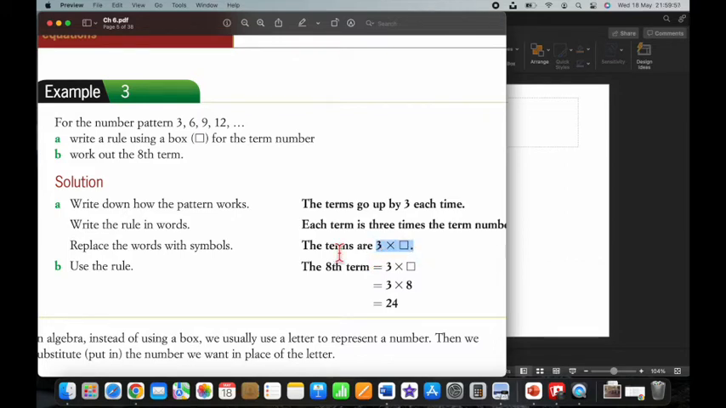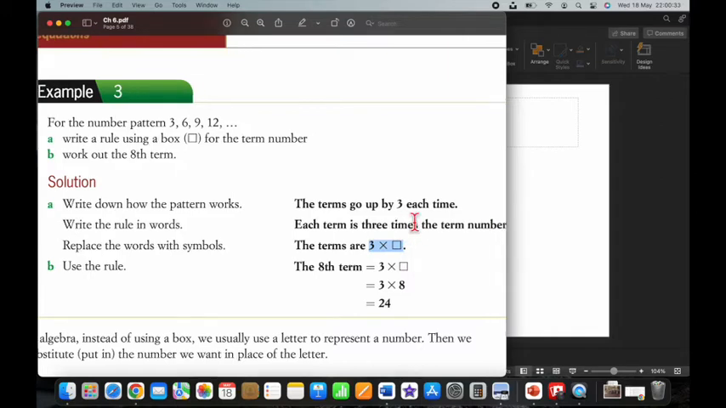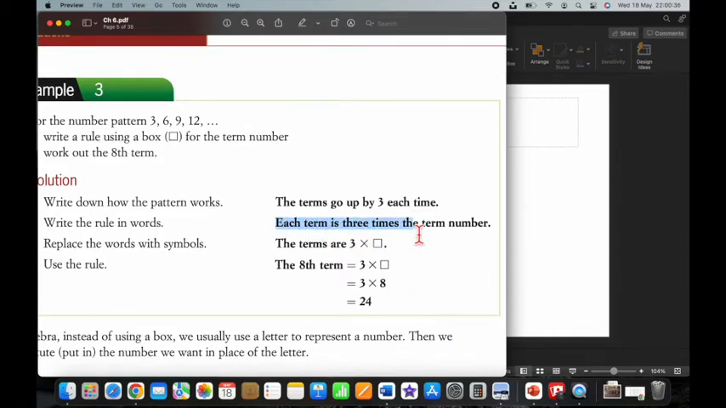Well, now let's see if that makes sense. If this is term number 1, does that equal 3 times 1? Yes, it does. This equals 3 times 2. That works with our rule. See, what's in the box changes each time because the term number is changing. Okay, this is term number 3. So 3 times term number 3, 3 times 3 gives us 9. So the rule we can write with the term number as a box. So the rule, because the rule is each term is 3 times the term number.